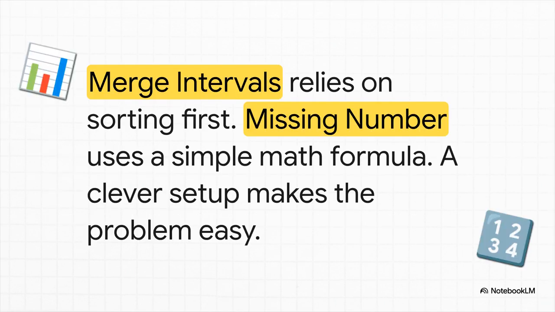Our next two problems really highlight how a clever setup is half the battle. For merge intervals, the absolute key is to sort the intervals first. Once they're in order, the logic to actually merge them becomes surprisingly simple. And for finding the missing number, the trick is often mathematical. You can use a formula to figure out what the sum should be and then subtract what it actually is. Both problems show that preparing your data correctly can make a hard problem easy.